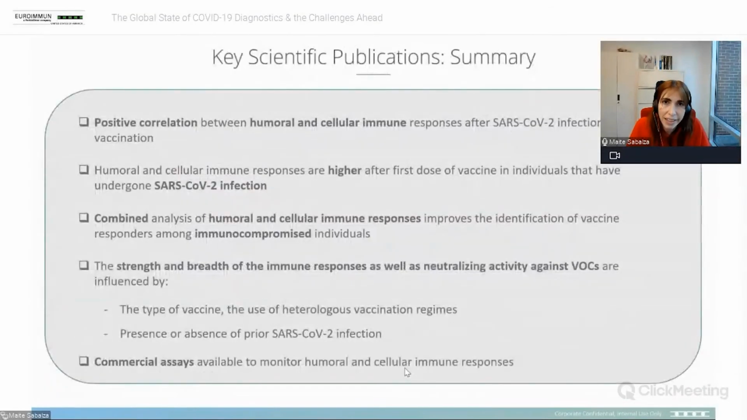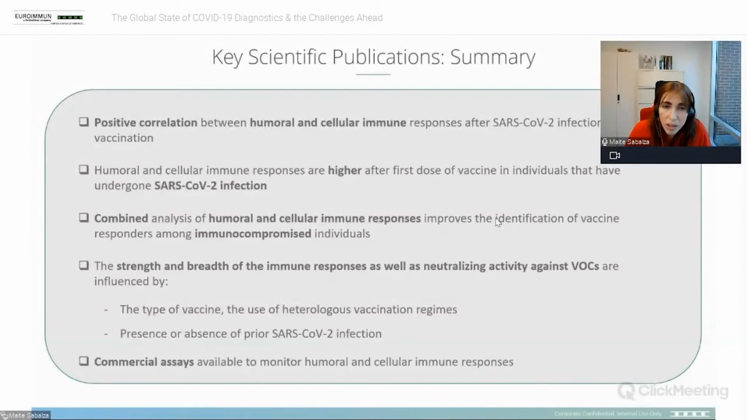So taking all together, the key points of these three publications are that there is a positive correlation between humoral and cellular immune responses after SARS-CoV-2 infection and or vaccination. The humoral and cellular immune responses are higher after first dose of vaccine in individuals that have undergone SARS-CoV-2 infection. And combined analysis of humoral and cellular immune responses improves the identification of vaccine responders among immunocompromised individuals.